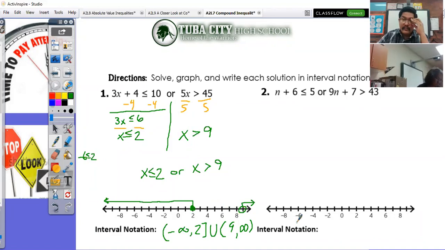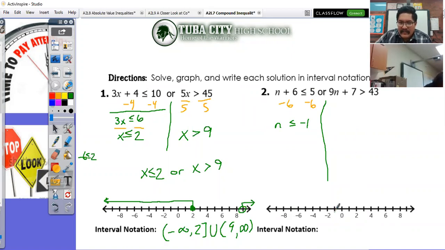Move into number 2. Again, I'm going to put a line here just so it's a little bit easier to see what's going on. I'm going to subtract 6 from both sides. Nothing too out of the ordinary. Hey, wait a minute. If I subtract, do I have to flip the sign? So remember what I said yesterday. If you add or subtract, you never flip the sign, because adding and subtracting will always keep it true.